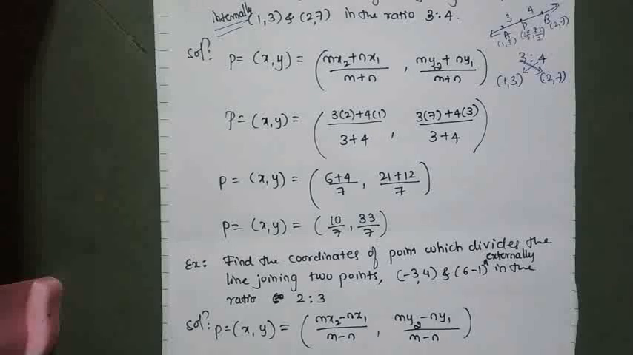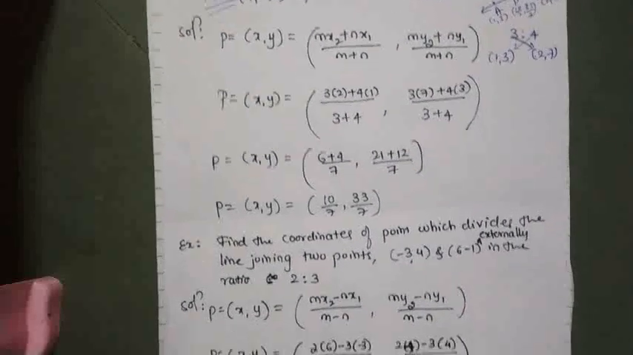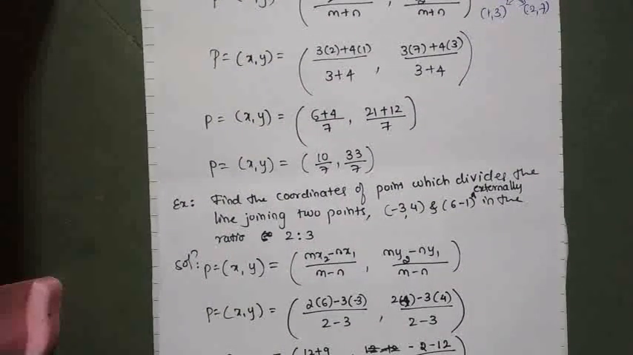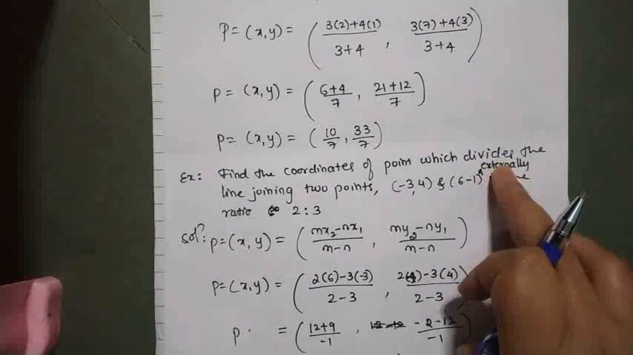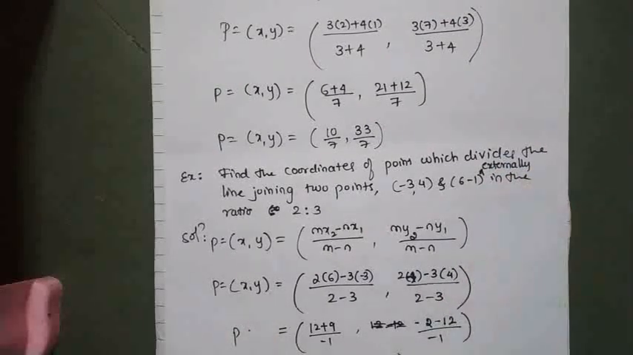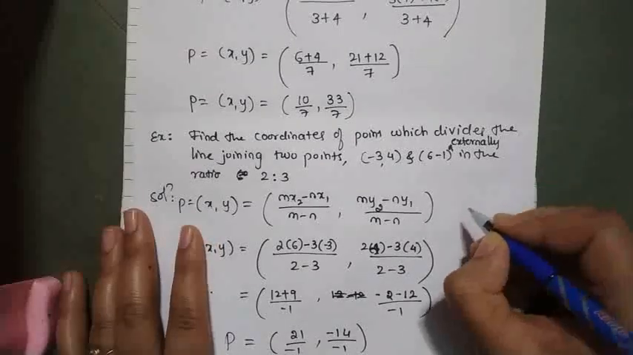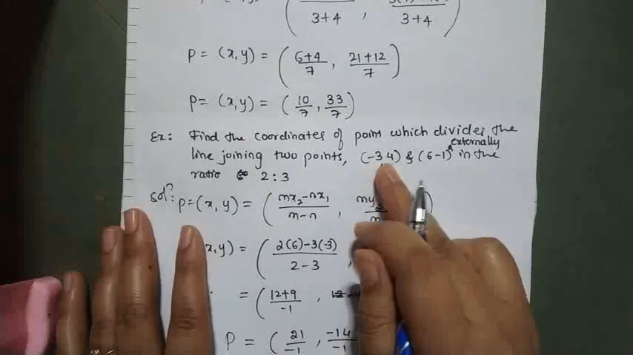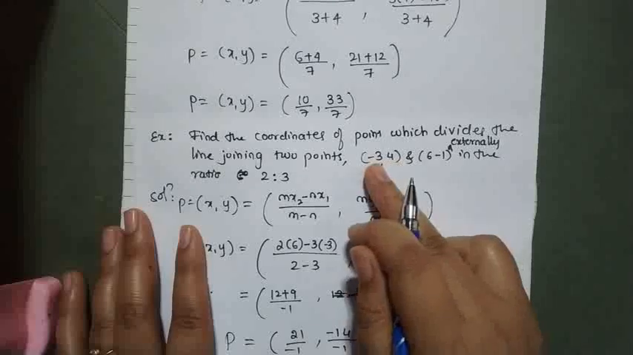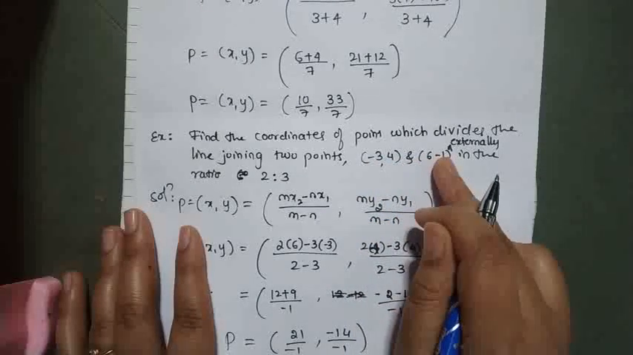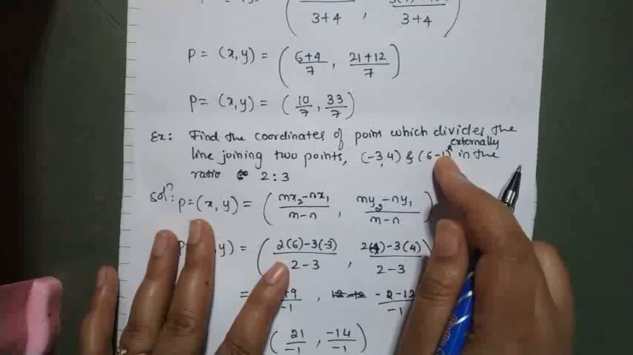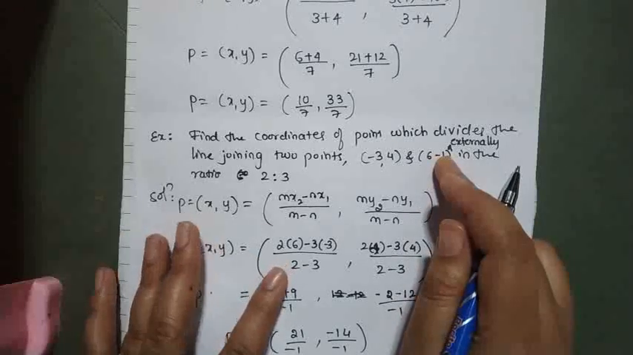Next example, find the coordinates of the point P which divides the line joining 2 points -3, 4 and 6, -1 externally in the ratio 2:3. So line joining 2 points are A is x1, y1, B is 6, -1 in the ratio that is 2:3.